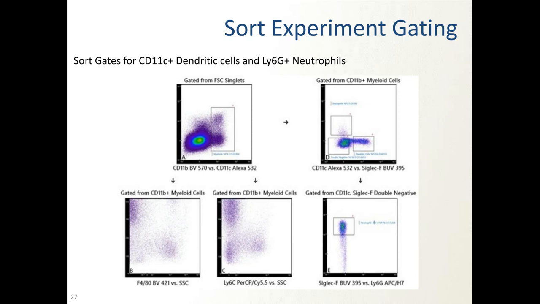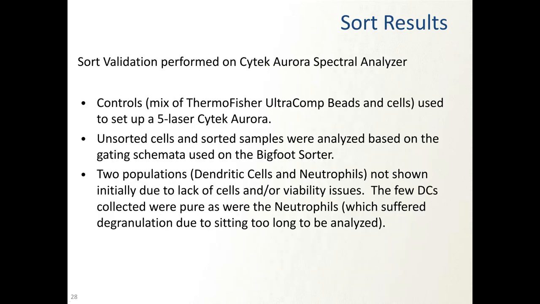So what we did in this case was we did this validation on the Aurora spectral analyzer. Our controls, which were a mix of the UltraComp beads from Thermo and cells, were then run on the Aurora. The unsorted cells and sorted samples were analyzed based on the same gates we used on the Bigfoot.